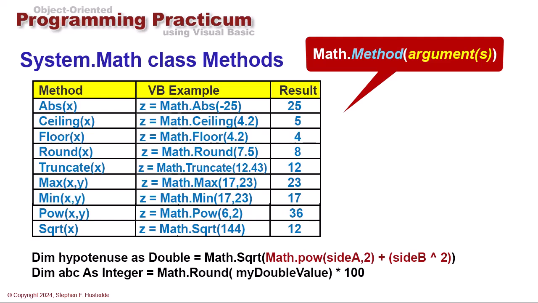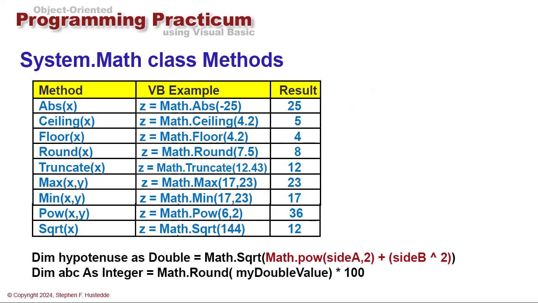So here are several that I use occasionally. The first one is Abs, which gives us the absolute value of x. So the example here is Math.Abs of minus 25 would return a positive 25. Ceiling gives us the lowest integer above the value. So in this case, ceiling of 4.2, that next highest integer value would be 5. Floor does just the opposite. So Math.Floor of 4.2 would return the highest integer below the value. So here we have the value of 4 is the integer just below 4.2.